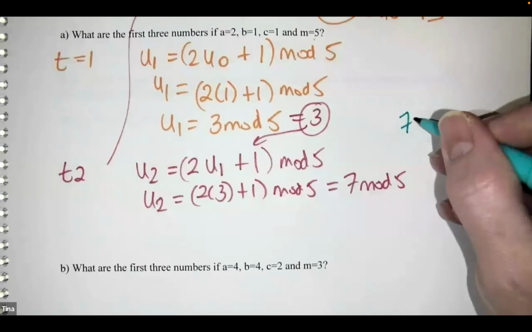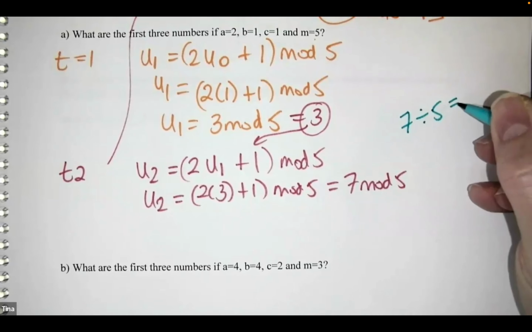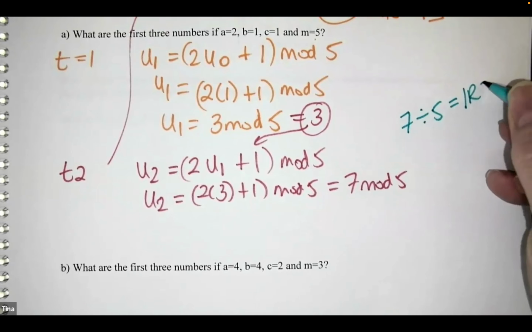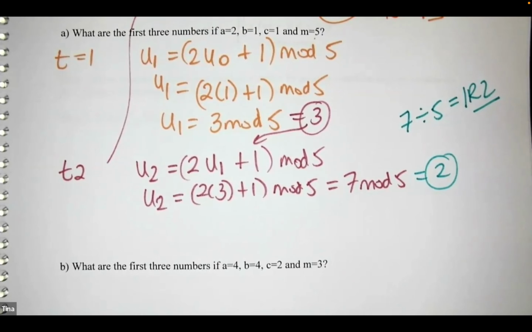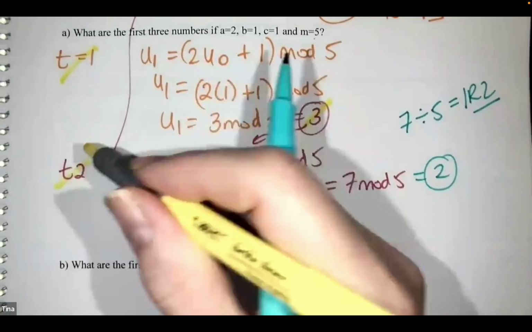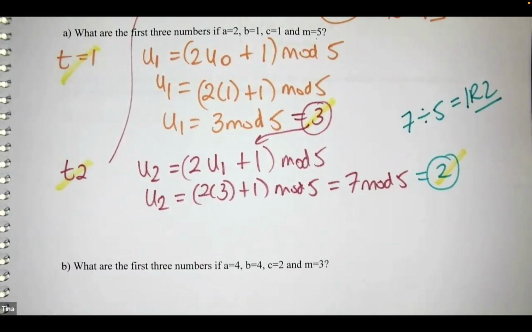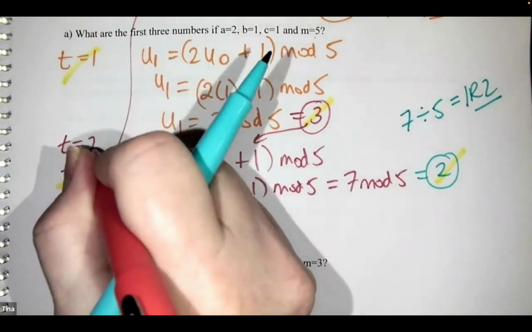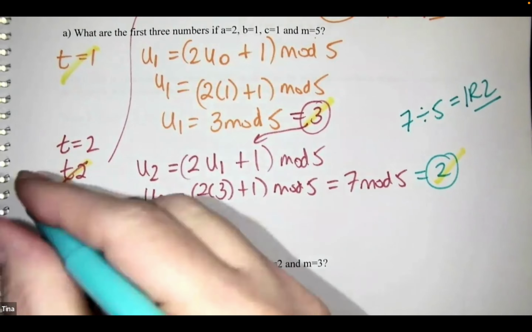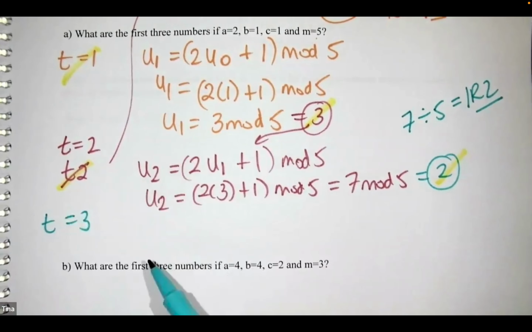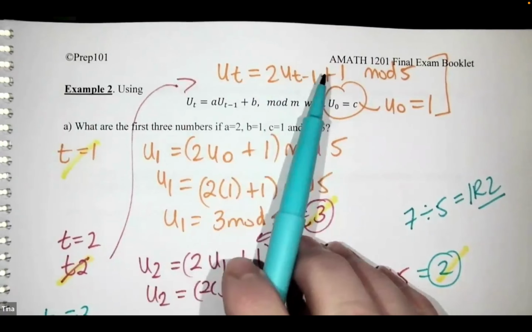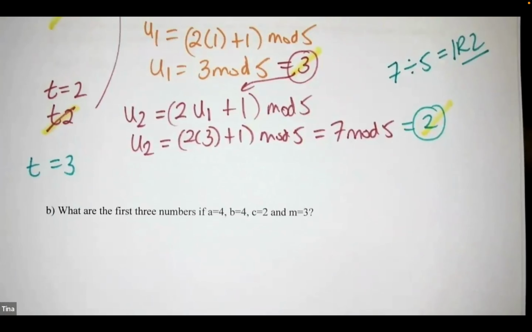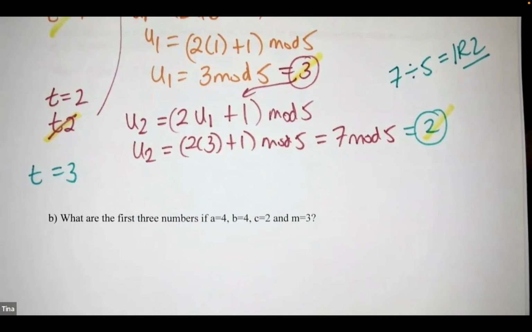So work out what would 7 mod 5 be here. Well, 7 divided by 5 is going to be 1 with 2 left over, so that's going to be 2. So first term is 3, second term is 2. Oops, I meant that to say T equals 2. All right, so third, if T is 3, put 3 back into the original equation up here and write out what it would be recursively here.